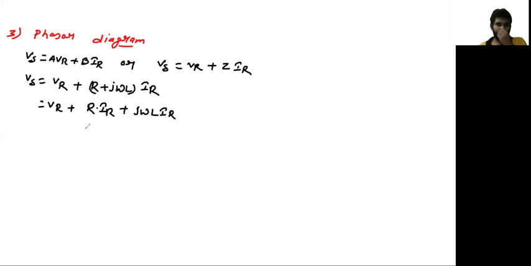Now we have to first choose the base, the reference, to draw the phasor diagram. Let's suppose this is the base. As we can see, this is a lagging load, so the lagging parameters will be here because there is RL and no capacitance involved. So current will be lagging here. Note this point.